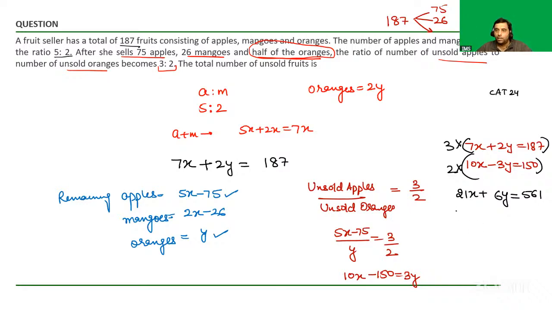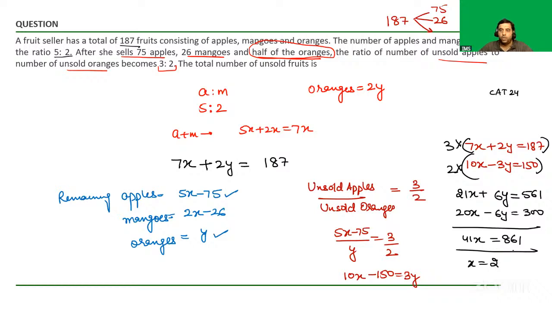And the other is going to be nothing but 20x minus 6y is equal to 300, because it's going to be double. So 300. Now once you add these two, I end up getting 41x is equal to 861. So x will become nothing but 861 divided by 41, and 41 2s are 82. So I know the value of x is going to be nothing but 21.